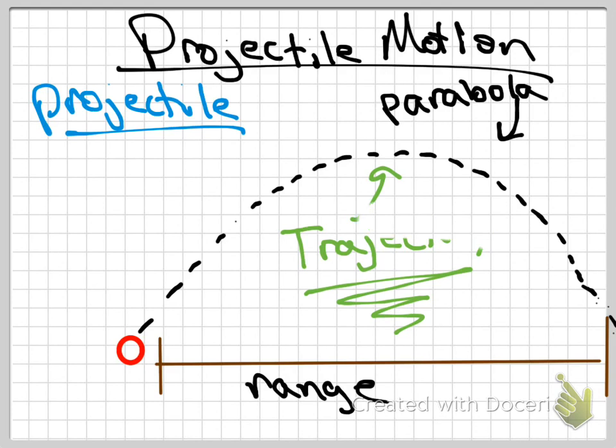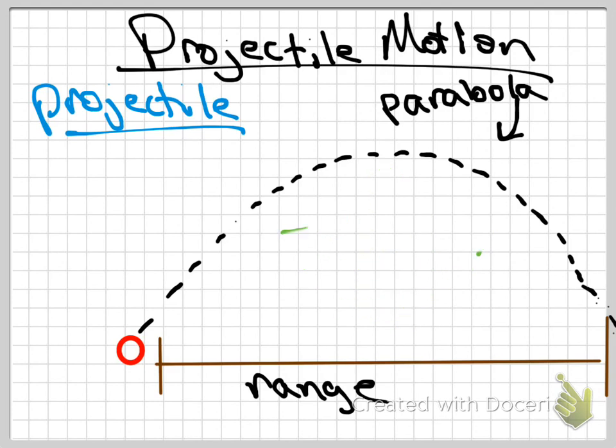Let's erase this here. So that's the horizontal distance. The vertical distance is its height, right? So that's the height. At any point, it could be any point, but a lot of times in these type of problems, we're just concerned with the maximum height, which would be at the peak of the parabola or the trajectory.